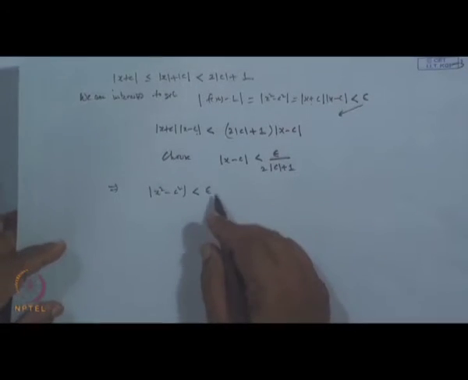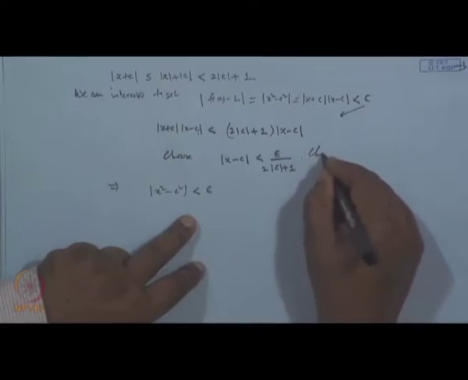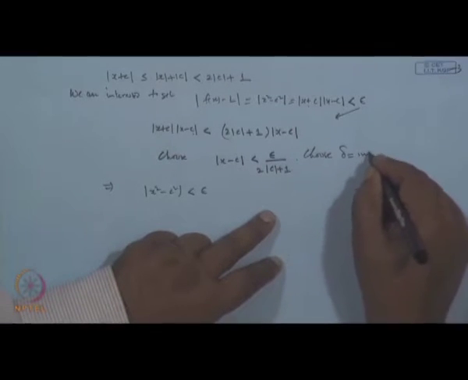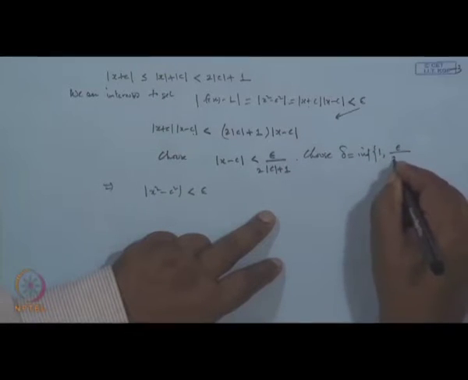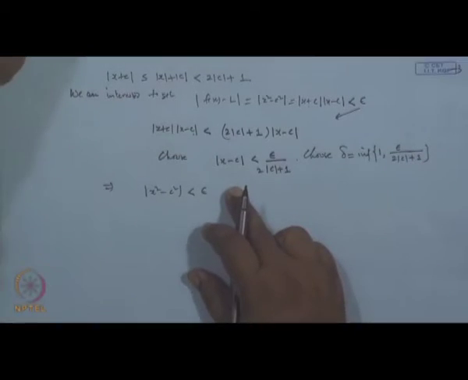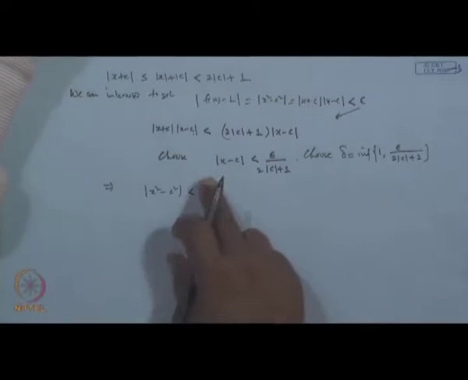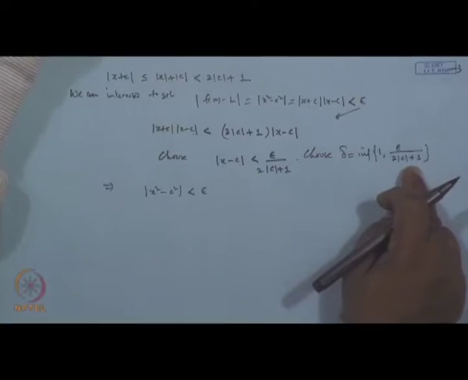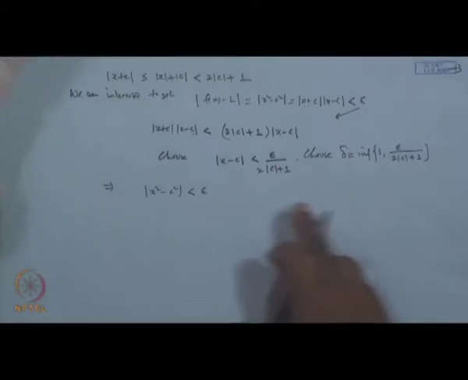If we pick up from here, then choose delta to be the minimum of 1 and epsilon over 2 times (mod c plus 1), because you are getting two bounds for delta. One is mod x minus c is less than delta, where delta is 1. Here also you are saying mod x minus c is less than this. So, if I choose the delta which is the minimum of these two, then for this particular delta, this result will also hold.